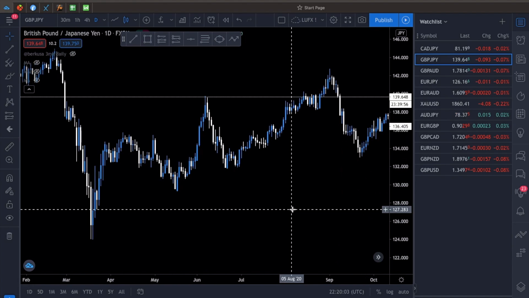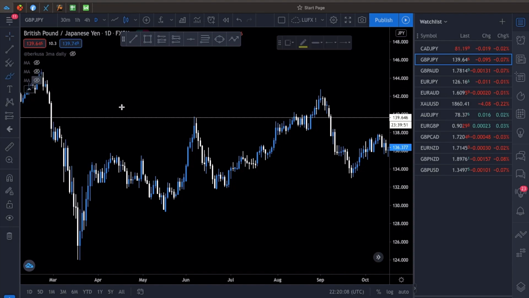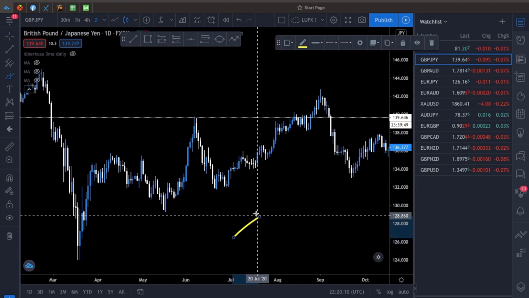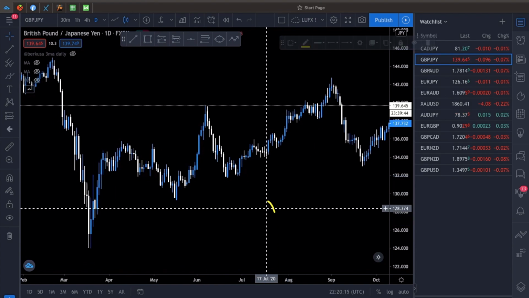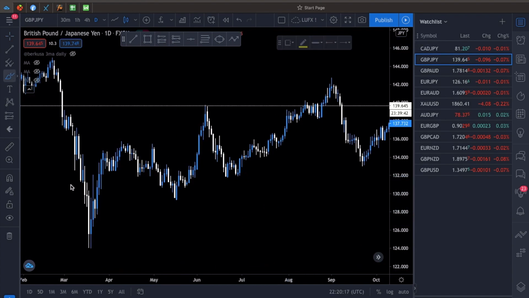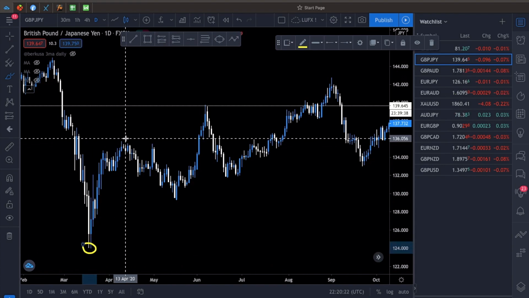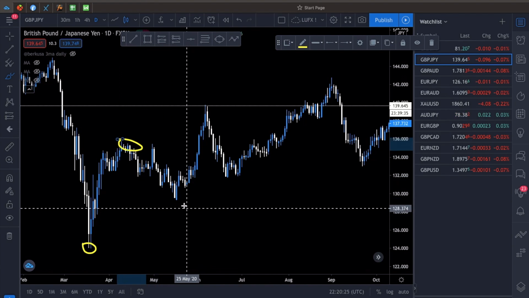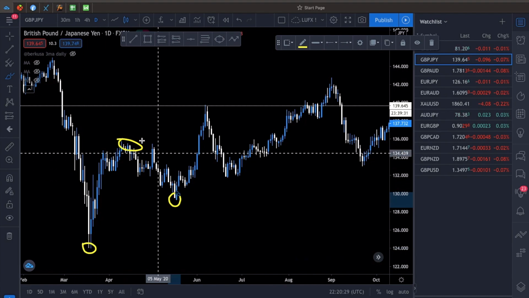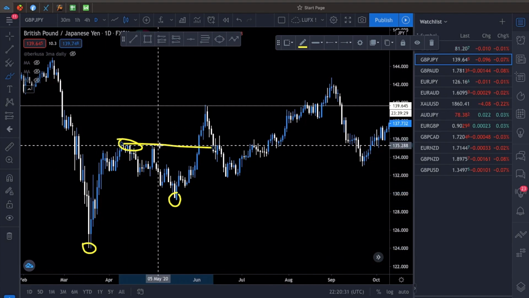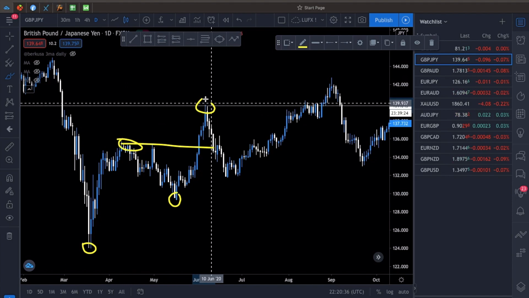Take my drawings off. All right, so as we identify this market structure, is price going up or is it going down? It's going up, right? So now let's identify structure. This is the low point in price. This is a high. This is a what? A higher low, because this is higher than the previous low. And then the market broke structure, right? Broke this high to come up and make a new higher high.